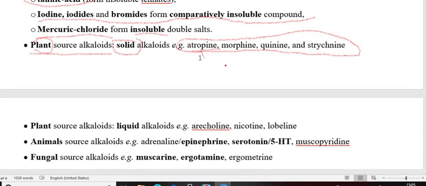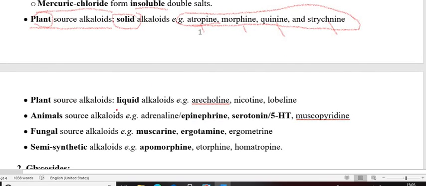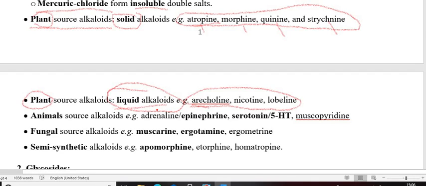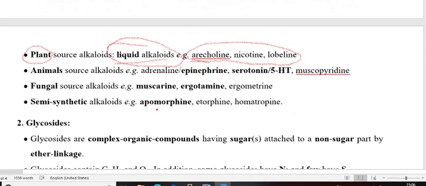This is from Atropa belladonna. This is from Strychnos nux-vomica. This is from the bark of the cinchona tree, and this is from one more plant. The other plants give alkaloids that are liquid in nature. So the liquid alkaloids are coniine, nicotine, and lobeline. These three are also isolated from plants but are liquid in nature. So this is called natural liquid alkaloid from the plant source.